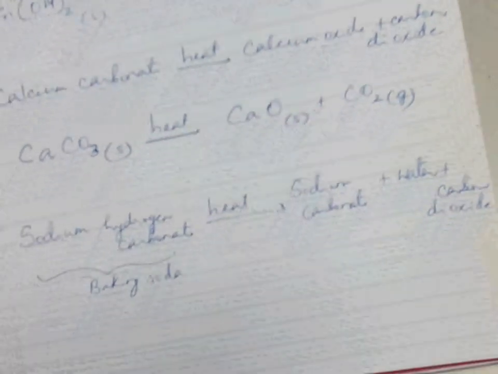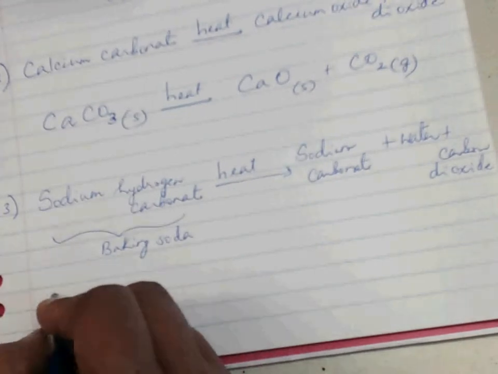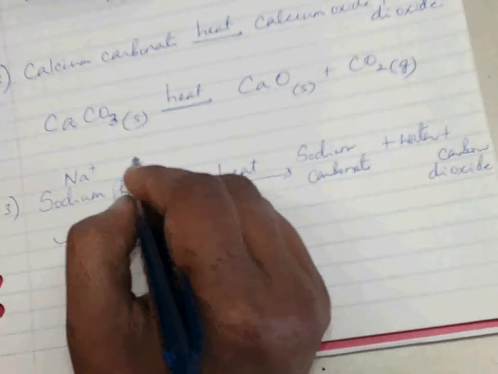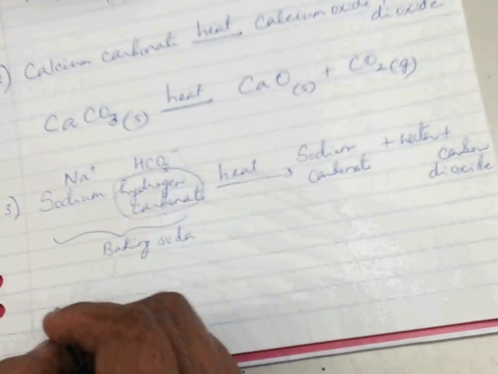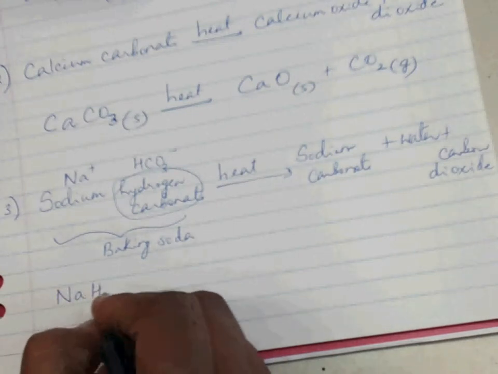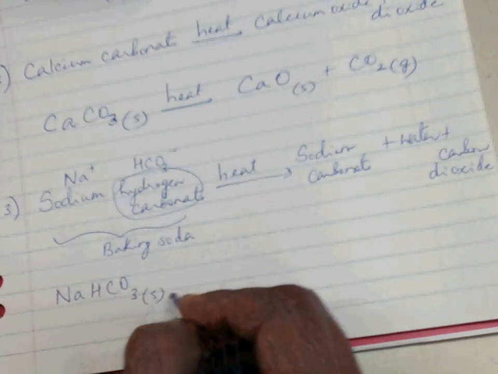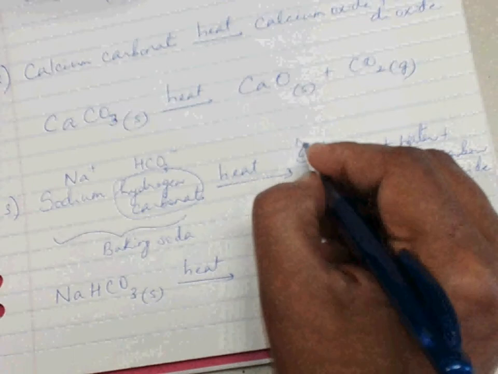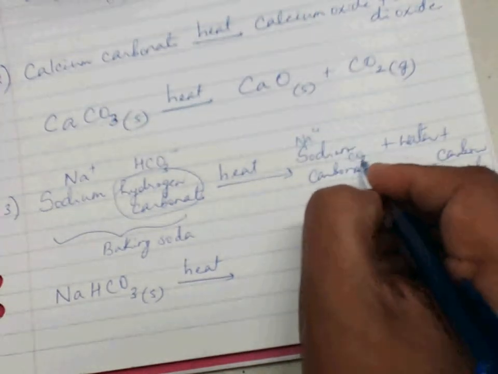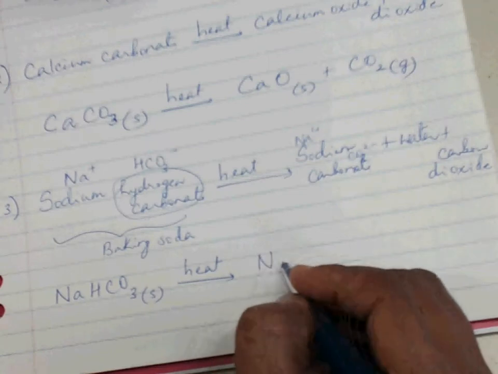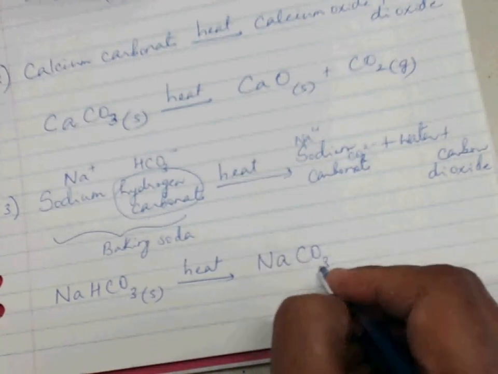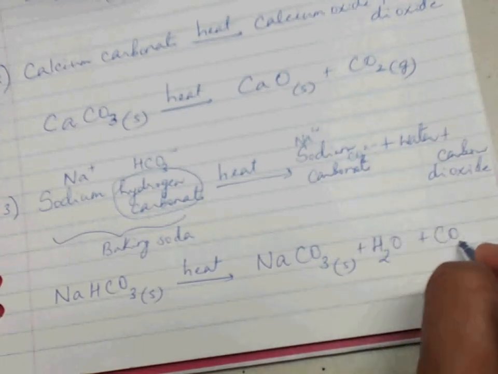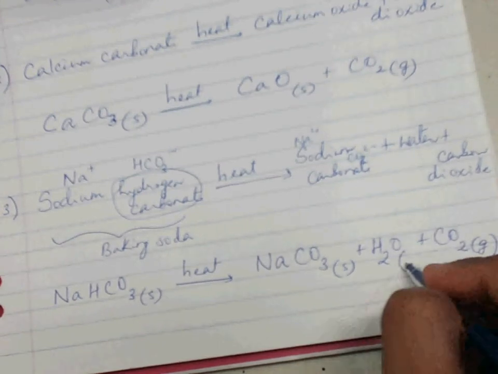All right, so let's write the formula for this. Sodium hydrogen carbonate. Sodium is Na plus, and this hydrogen carbonate is one ion, that is HCO3 minus. So its formula is just NaHCO3, and that is a solid. All right, on heating, that gives us sodium carbonate. Sodium is Na plus, carbonate is CO3 2 minus, so together that makes Na2CO3, which is also a solid. Water is H2O, and carbon dioxide, which is CO2, and that's a gas. Water is a liquid.